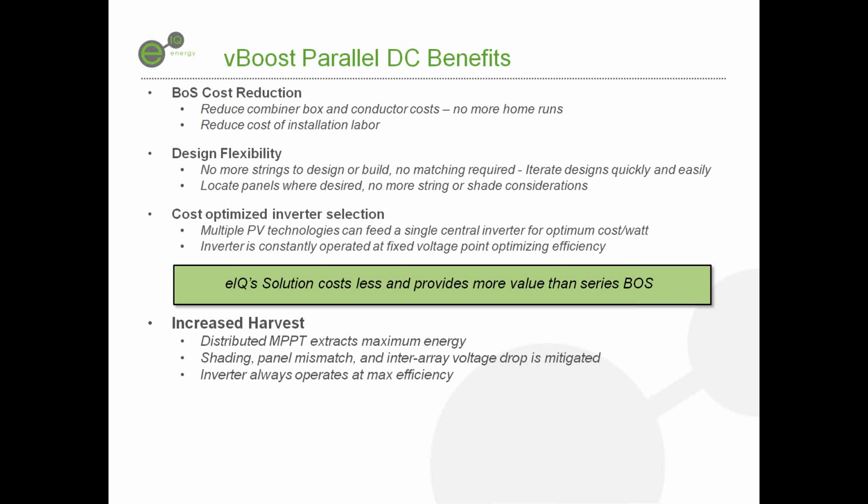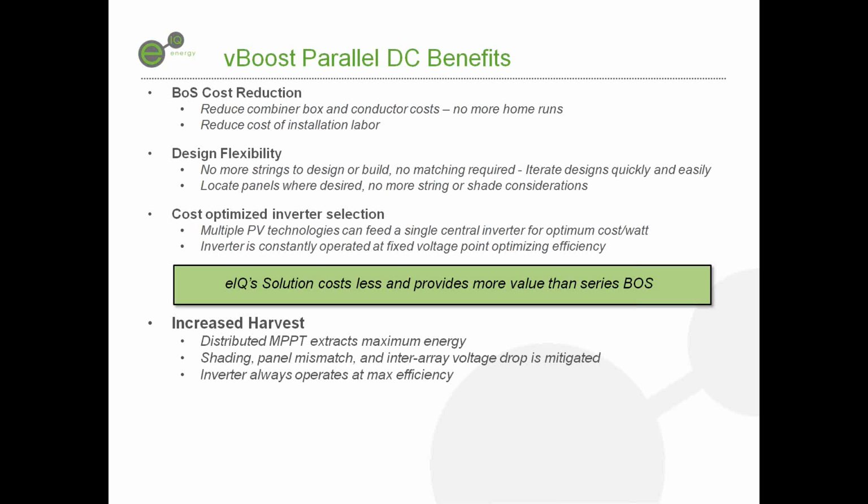So kind of give you a broad overview, first of all, of why you want to design something in parallel. I guess the biggest reason that we're finding is balance of system cost reduction. And this is really about being able to eliminate a number of the components that we currently use in series architecture and replacing them with parallel components from EIQ, namely the vBoost architecture. The vBoost architecture consists of a vBoost unit that goes at each module, as well as a vCom unit, which essentially replaces all of your combiner and recombiner boxes. Each one of those vComs can handle approximately 180 kilowatts, reducing that 180 kilowatts to a single set of electrical terminations between it and the inverter.